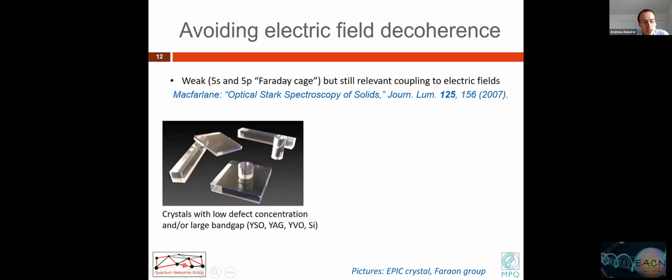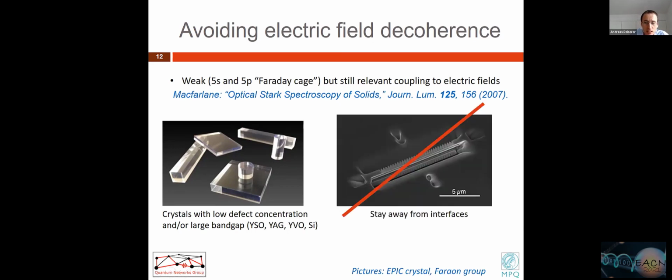One is that you use crystals which have a very low defect concentration or a large band gap. The reason is that if you have defects in the crystal, they could change their charge state and lead to decoherence. But if the band gap is large, then the energy, in particular at cryogenic temperatures, will not be sufficient to change the charge state. That's why many experiments are done in insulating systems such as YSO or YVO, which have huge band gaps. We recently also did experiments in silicon, which doesn't have a large band gap, but a very low defect concentration. So it's the purest crystal that you can buy.